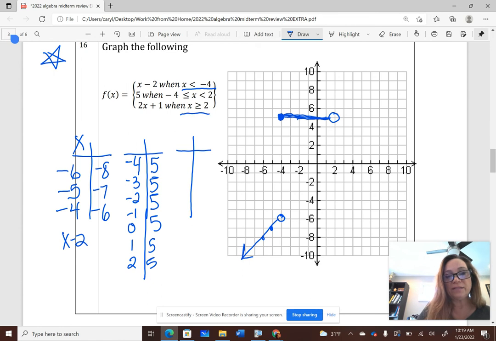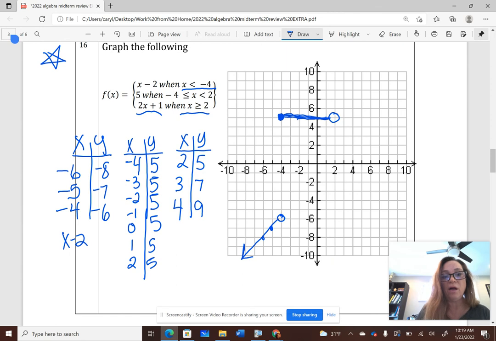Okay, so now when x's are greater than 2. So 2, 3, 4 is good. And remember, these are x and y's. All right, so double it and add 1. Double it and add 1. Double it and add 1. Also pay attention to the slope. The slope is 2, so it should be increasing by 2s. 5, 7, 9, increasing by 2s. Oh, that's kind of cool.